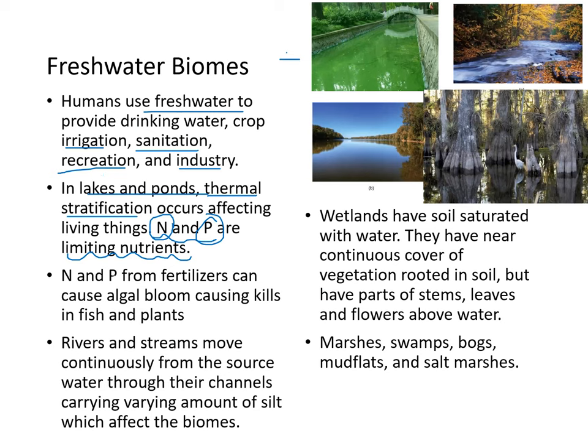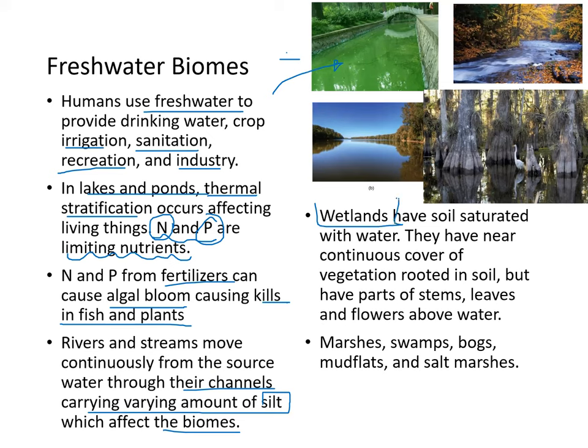Nitrogen and phosphorus from fertilizers can cause algal bloom, which kills fish and plants that live in the water. Here's an example of algal bloom occurring, some green algae overgrowth. And rivers and streams move continuously from source water through their channel, and they carry varying amounts of silt, which affects the biomes.